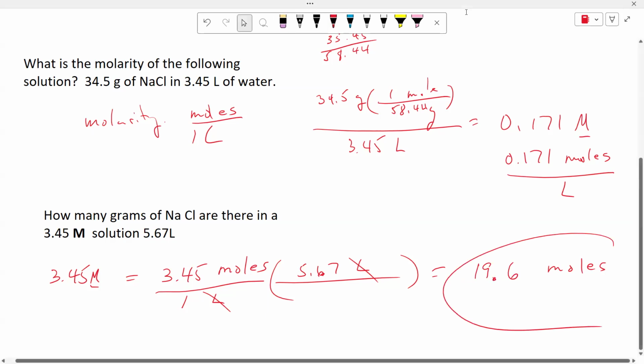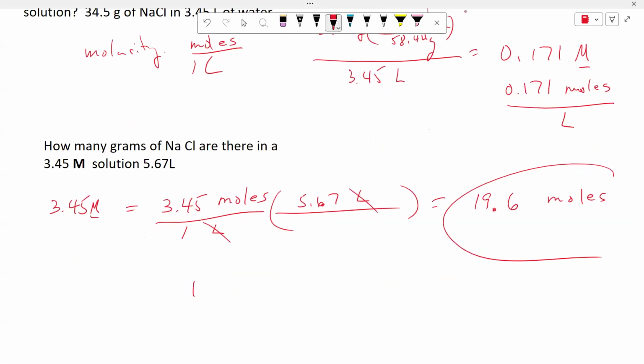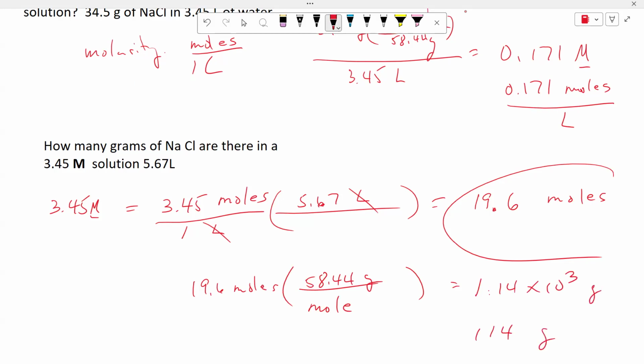So now we're going to go moles to grams. And it was 58.44. 114 grams, 3 sig figs.